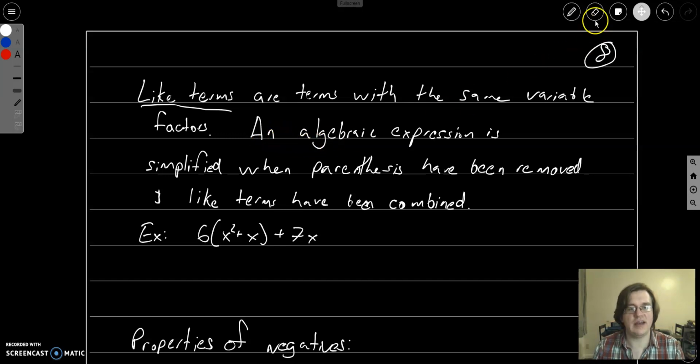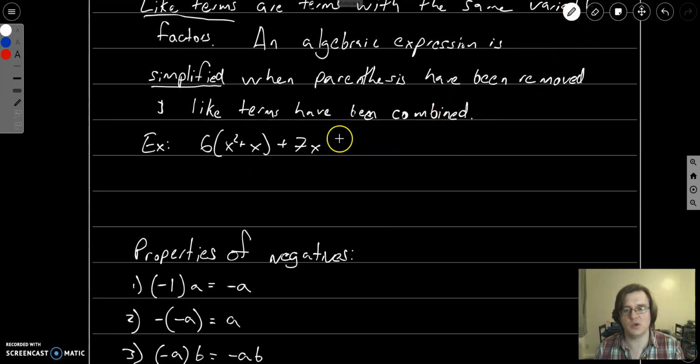And we will call an algebraic expression simplified when we've combined all like terms, but we've also removed the parentheses. So just as a quick example, this expression here has not been simplified because it still has some parentheses in it, so we need to get rid of those. So we can distribute. So 6 times the sum of 2 things, that's just going to be 6 times the first one plus 6 times the second.